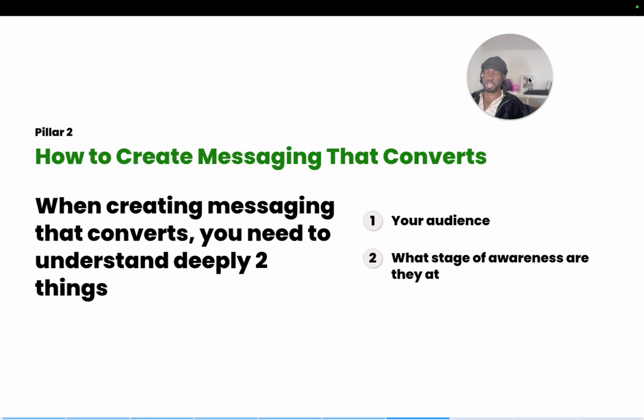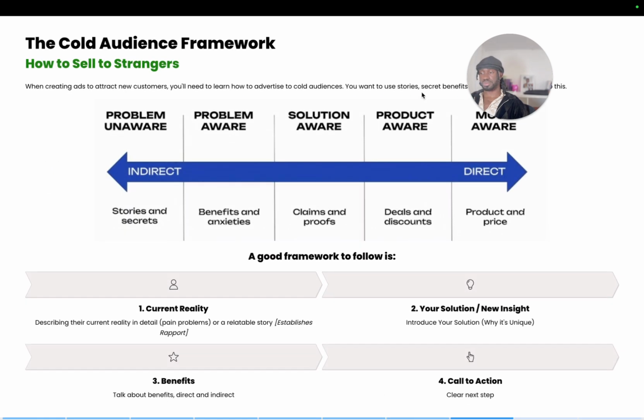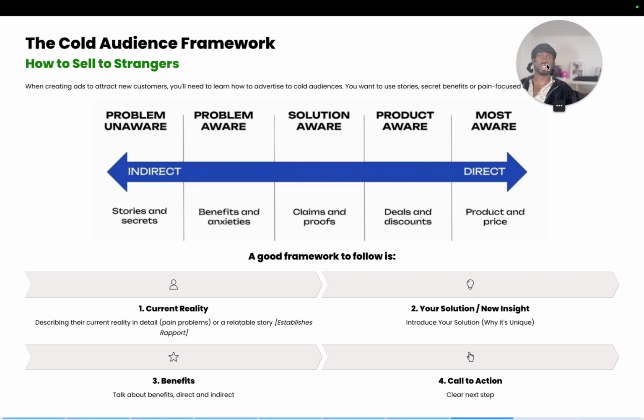Well, when you think about creating messaging that converts, you need to understand two things. First, your audience deeply, and second, what stage of awareness they are at. Now, this is how you sell to strangers. I'm assuming if you're watching this video, you're a business that wants to scale, right? So when you're speaking to cold audiences, you need to learn storytelling and secrets.